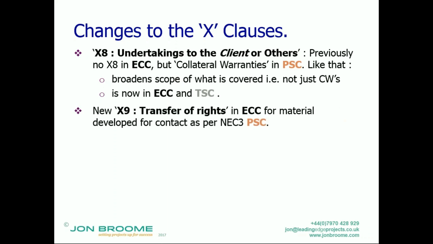I like there's a new X9 transfer of rights in the engineering construction contract, which mimics what was already in the NEC3 professional services contract. And this is basically where, without this option, if the contractor is designing something, they have the rights to use that elsewhere, and the client has the right to use it for their project. If you specify option X9, then basically the copyright, the intellectual property in what's been developed transfers to the client, and the contractor can't use it elsewhere.